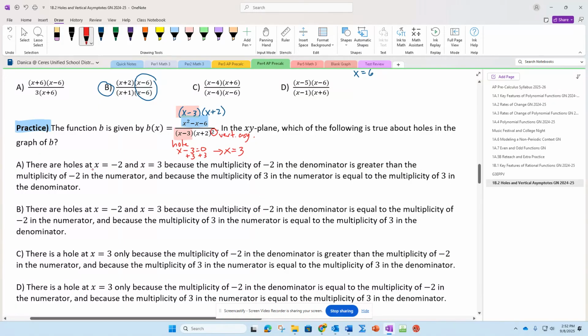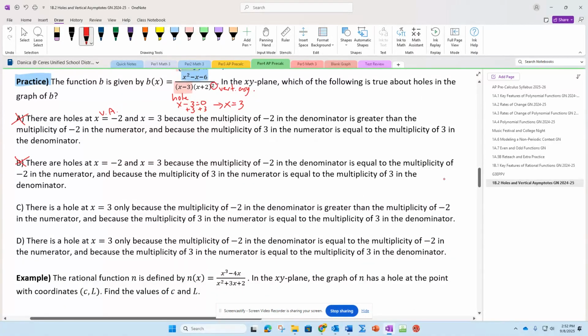So there are holes at both x equals negative 2 and x equals 3. Not true, because the x equals negative 2 is a vertical asymptote, so A is out. There are holes at both of them again. Not true. Here in choice C, it says there's a hole at x equals 3, and D also has a hole at x equals 3 only too. So now we have to look at the reasoning for choices C and D.